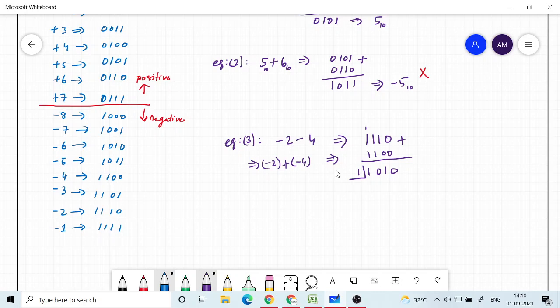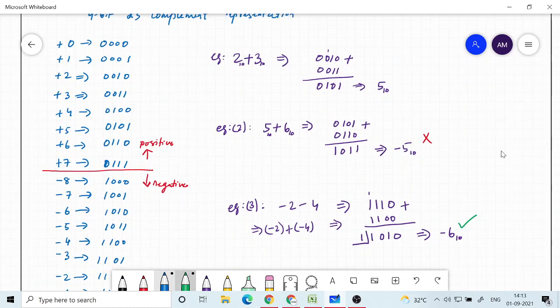What we learned earlier is that when we do the 2's complement method, if a carry comes, we discard the carry. That's what we usually do. But if you discard the carry, do we have the right result? Now 1 0 1 0 is minus 6. So if you discard the carry, you have minus 6. Is it a right result? Yes, it is a right result. There is no problem here.